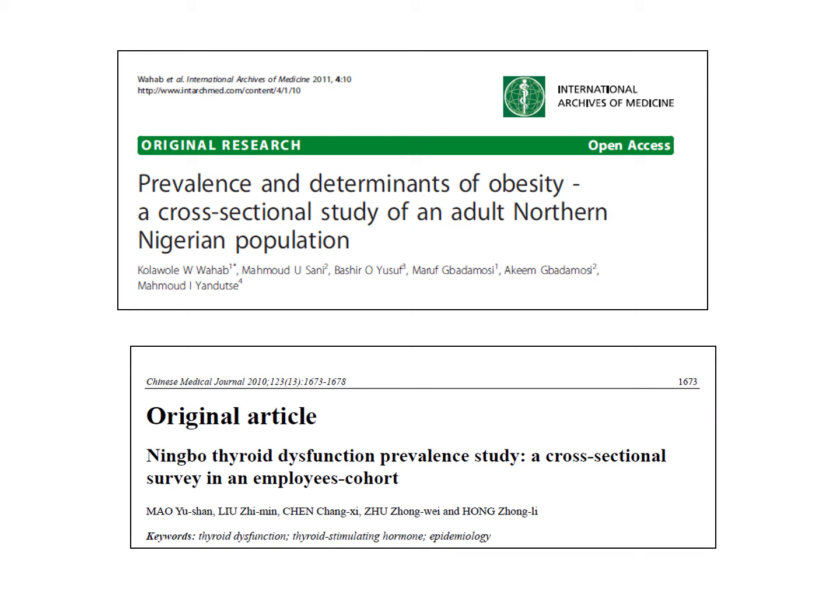And this is an example of a cross-sectional study: prevalence and determinants of obesity, a cross-sectional study of an adult northern Nigerian population. They did a cross-sectional study, a snapshot study, one setting for the adult northern Nigerian population, and in this setting, they examined each one only one time. From this examination, they found out the prevalence and determinants, meaning the risk factors, of obesity among them.